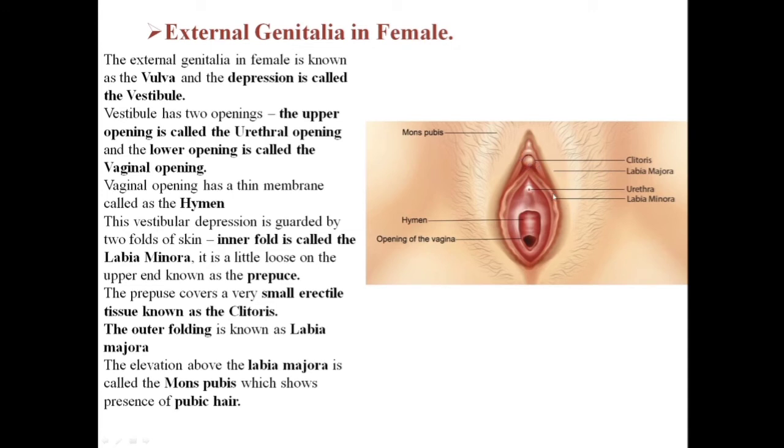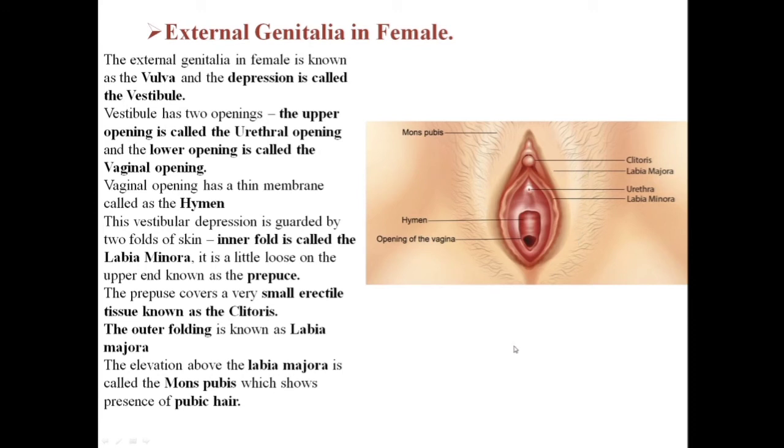Outside to labia minora, there is one more fold of skin, a bigger fold, known as labia majora. Labia majora is considered to be homologous to the scrotum or the scrotal sac in the males. The fleshy elevation above the labia majora is called mons pubis, which is the outer part of the labia majora, and it shows the pubic hair.